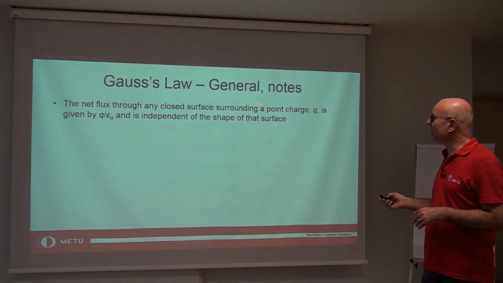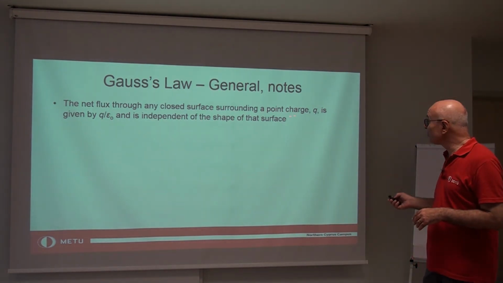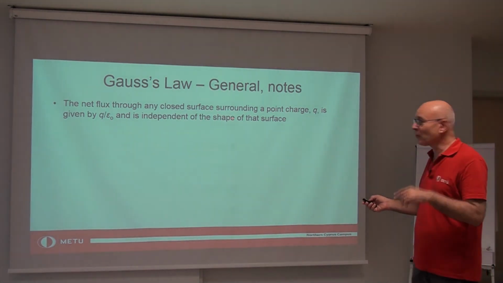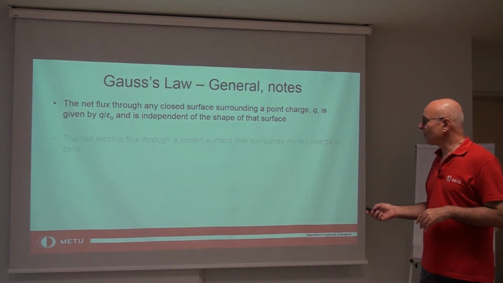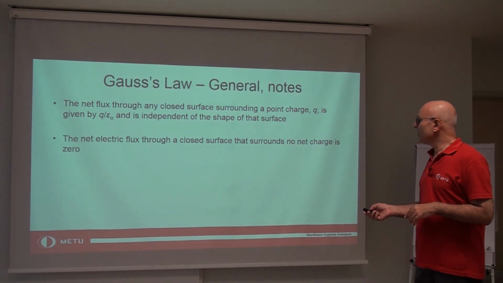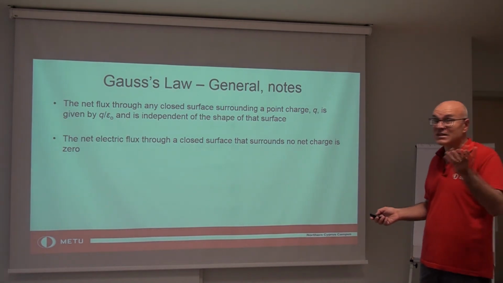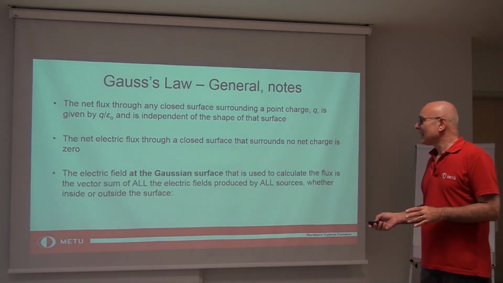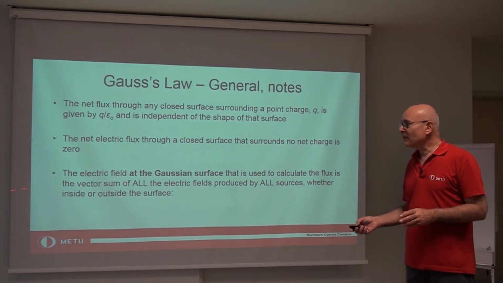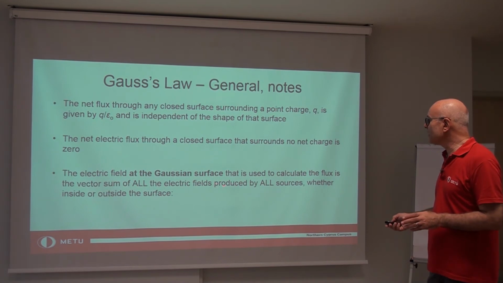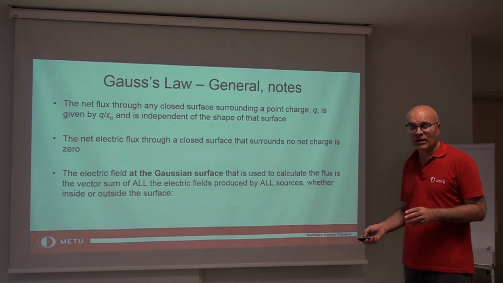Gauss law says that the net flux through any closed surface surrounding a charge q, a net charge q, not necessarily a point charge, is given by that net charge divided by epsilon naught, and is independent of the shape of that surface. If there is no net charge enclosed by that surface, the flux definitely is 0. The electric field at the Gaussian surface that is used to calculate the flux is the vector sum of all the electric fields produced by all sources, whether inside or outside the surface. Okay?